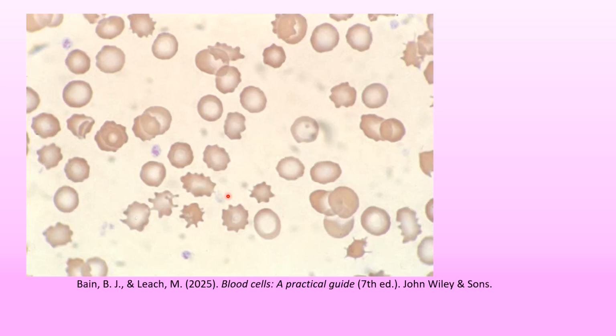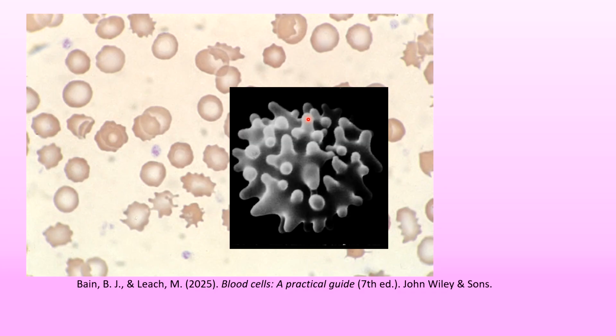This is the peripheral blood of a patient with chronic kidney disease. You're able to see these short stubby echinocytes which resemble sea urchins. Also, you have a scanning electron microscope image of the echinocyte. This is what it looks like in the scanning electron microscope.